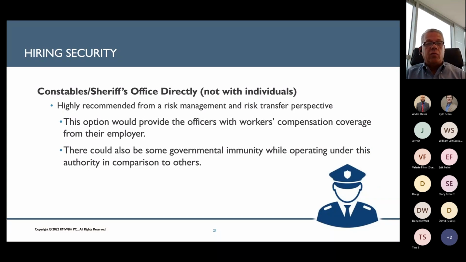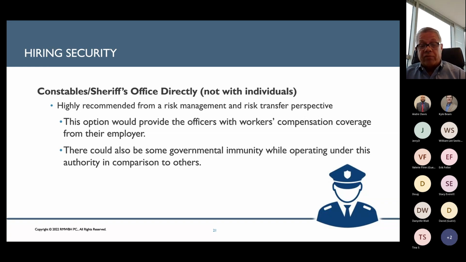If you can hire a constable or sheriff's office directly, that is recommended from a risk management and risk transfer perspective. Even when those types of licensed law enforcement are working on private contracts, they generally have all the immunity and the coverage they have as if they were on duty with their constable's office. They've got some governmental immunity compared to a private security company.